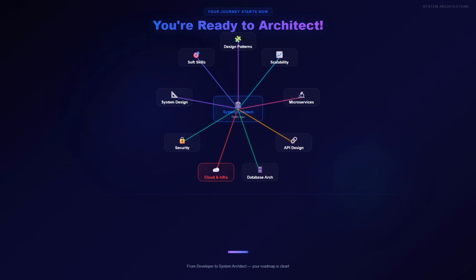This journey takes time. Start by making architectural decisions in your current projects. Read system design case studies. Practice whiteboard design. Most importantly, think beyond the code and see the whole system.